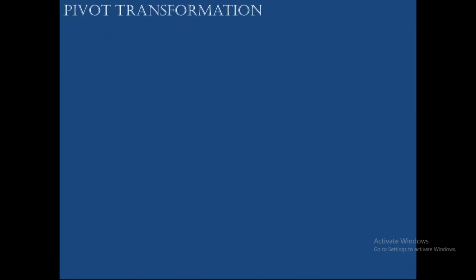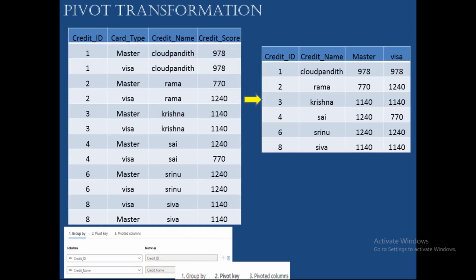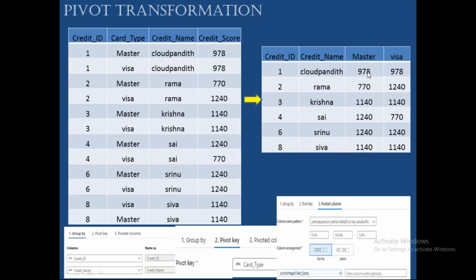Previously, you see, in this result, if the master score and visa score are the same for Cloud Pandit, then he is eligible, maybe for a loan or something. If these two are not the same for Rama, then this record is ineligible. Krishna is eligible again, Sai is ineligible, Srini is eligible, Shiva is eligible, something like that.